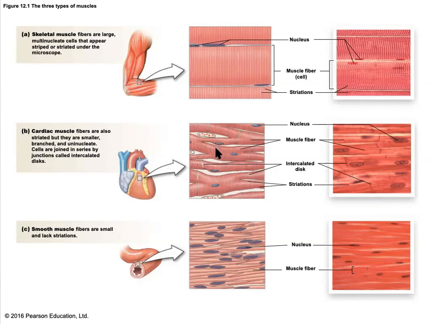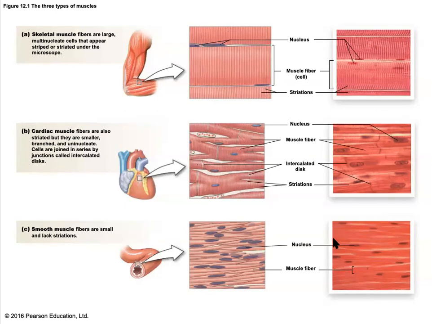And their adjacent cells are actually joined with these intercalated discs. And together they form a branching pattern. Smooth muscle cells tend to be spindle shaped, and so their nuclei are also spindle shaped, meaning they're tapered on the two ends.